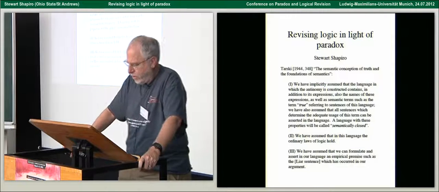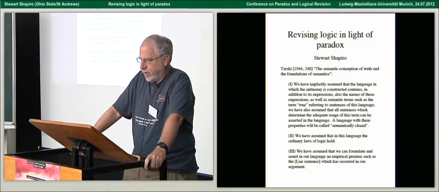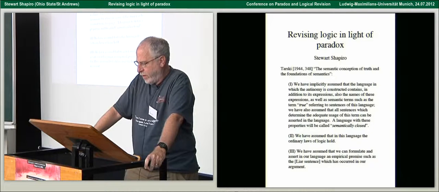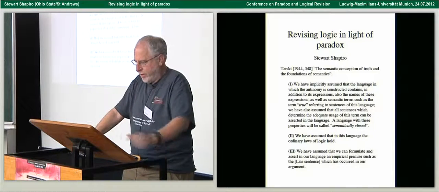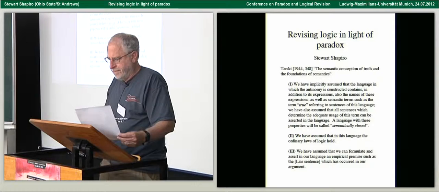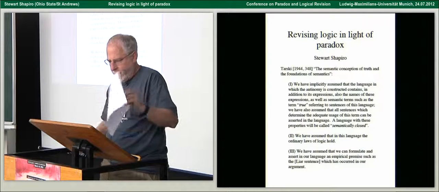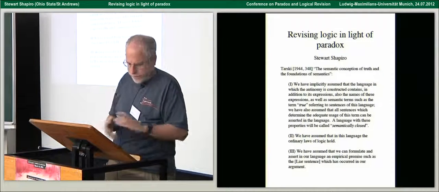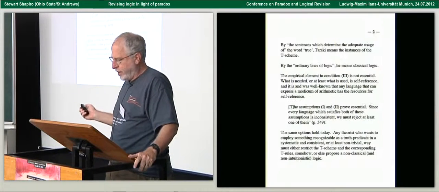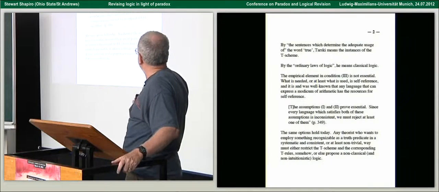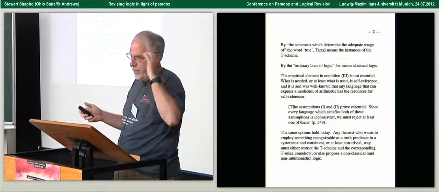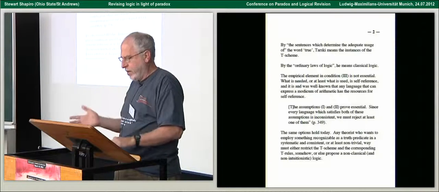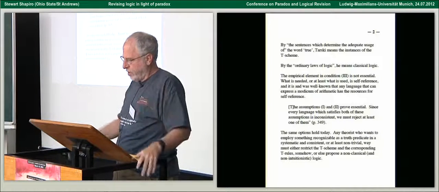That's one. Two, we've assumed that in this language the ordinary laws of logic hold. And three, we've assumed that we can formulate and assert in our language an empirical premise, such as the liar sentence, which has occurred in our argument. Now, by sentences in the language which determine the adequate usage of the word true, Tarski means the T-scheme, or the instances of it, rather. And by the ordinary laws of logic, he means what we're calling classical logic.